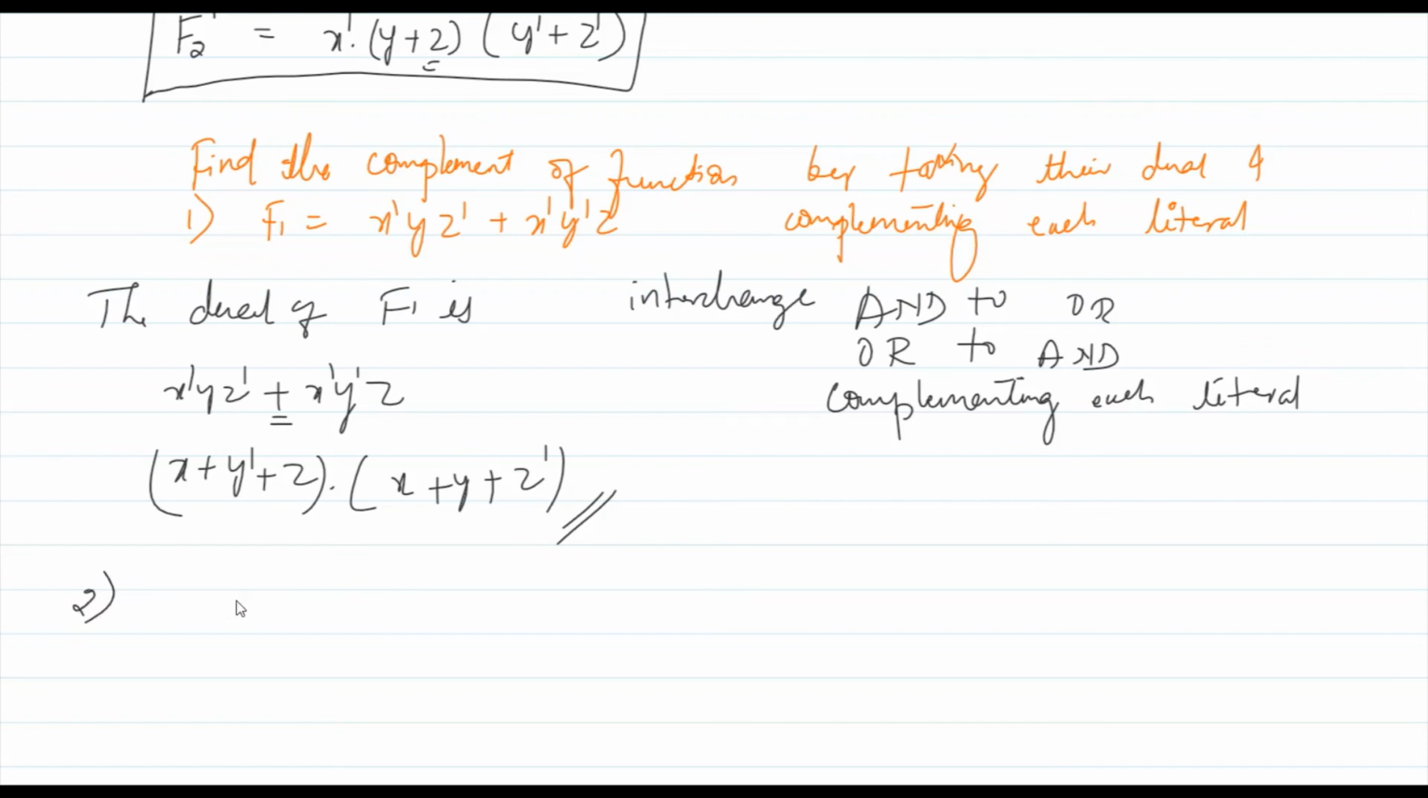You have to write using, or applying, duality to the function F2 equals x into y prime z prime plus yz. You do this and submit it to me. I hope this concept is clear to you. Okay, thank you.